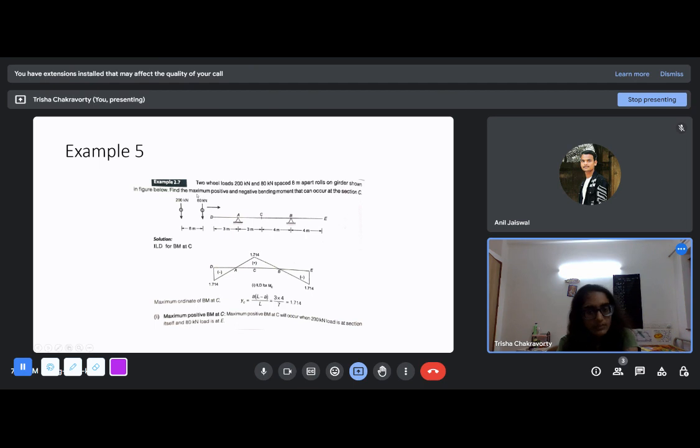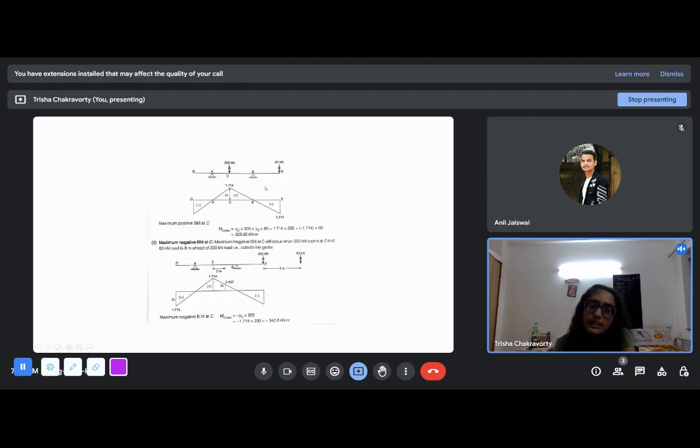Suppose any wheel can lead the other. You could have put the 200 here and the 80 on this side, then we get YC into 200 minus this value. But if the 200 was leading, the 80 would be out of the span of the bridge, because this is 6 meter and the total distance between the two loads is 8 meter. But you can also consider that because that is a practical case.